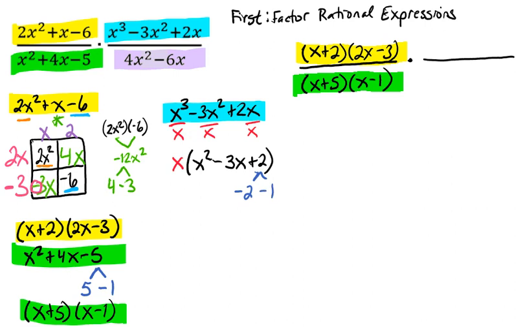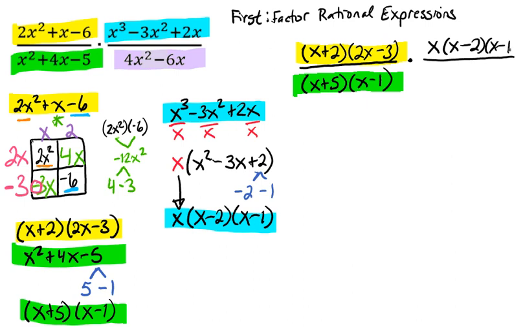And so we can write that down as x times, because remember our x has to come down, x minus 2 and x minus 1. And we can see that that is completely factored. And so we can now write that up in our fraction bar. And now we're ready to factor our second denominator.